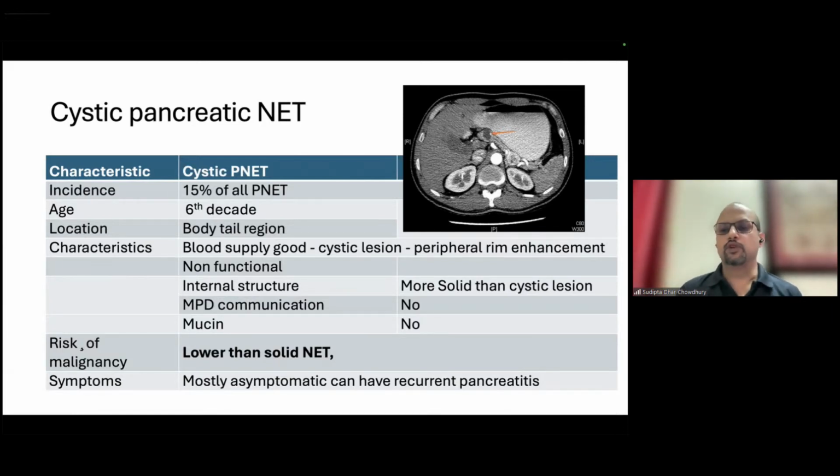The internal structure is more solid than cystic, and MPD communication or mucin production does not exist. If you look at the risk of malignancy, there definitely is a high risk, but it's much lower than that of a solid neuroendocrine tumor. Most of the patients are asymptomatic. Rarely they can present with recurrent pancreatitis.